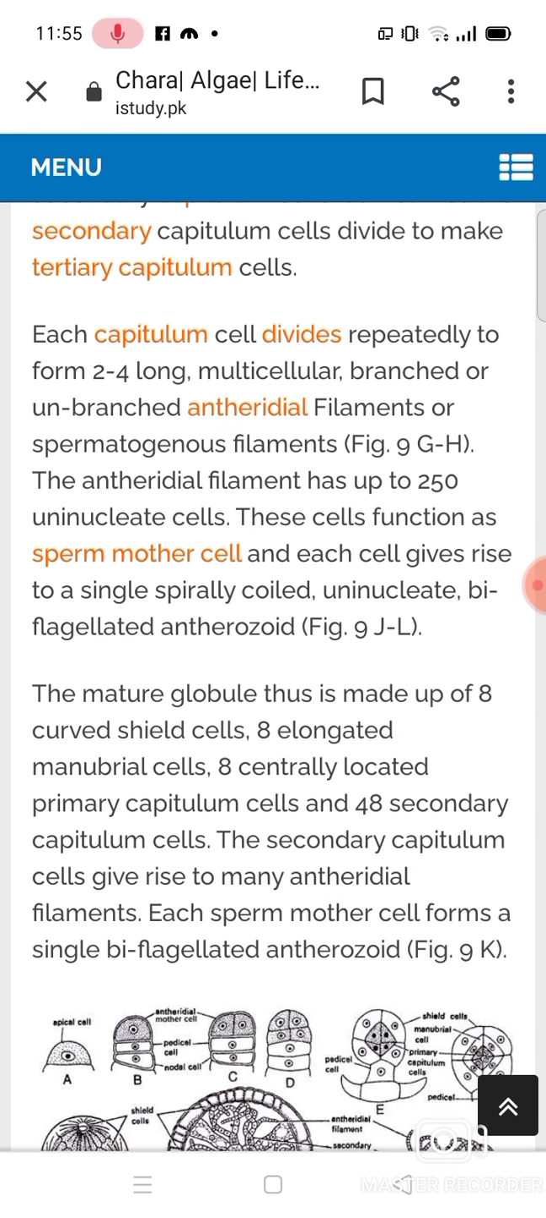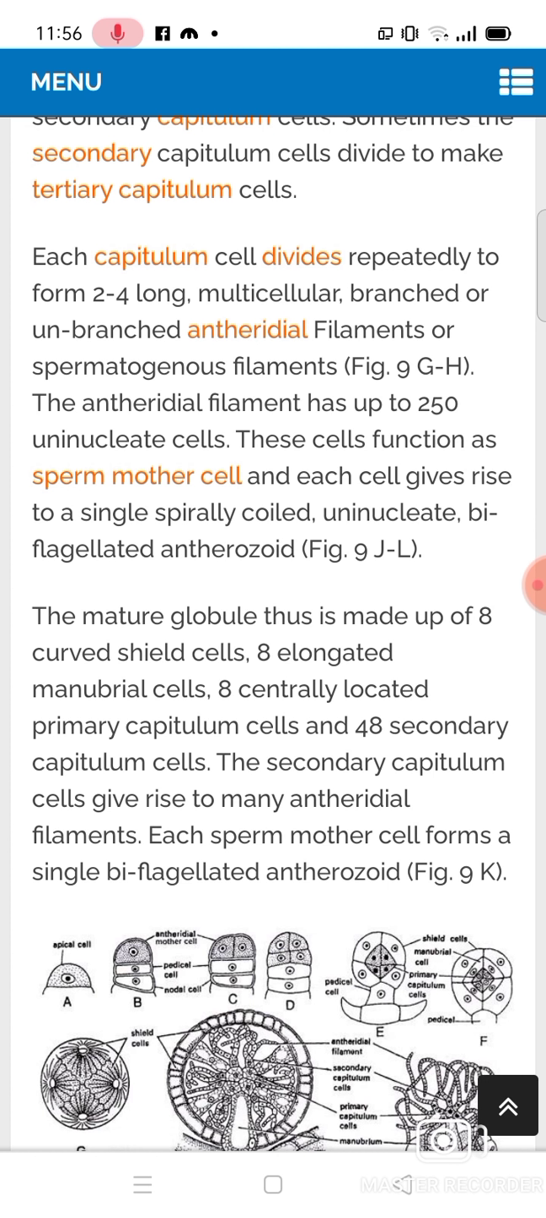Each capitulum cell divides, and cell division is continuous. Each capitulum cell divides repeatedly to form 2 to 4 long multicellular branched or unbranched antheridial filaments. The capitulum is a structure which goes on dividing and forms antheridial filaments, or the spermatogenous filaments. In figure G or H you can observe it.